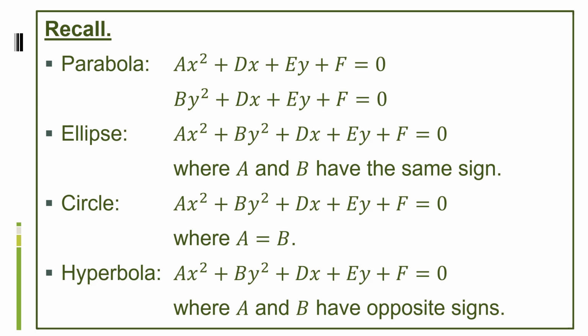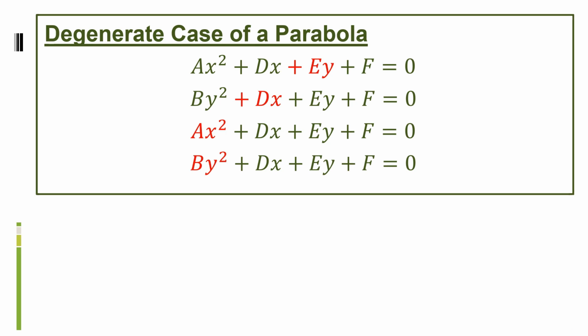So isa lang yung ating squared term, tapos meron tayong x at meron tayong y. For an ellipse, we have ax squared plus by squared plus dx plus ey plus f equals 0, where yung a at b natin, they have the same sign. And for a circle, it's the same as the ellipse, but in this case, our a is equal to b. For hyperbola, we have ax squared plus by squared plus dx plus ey plus f equals 0, but a and b here have opposite signs. So let's study the degenerate case of a parabola.